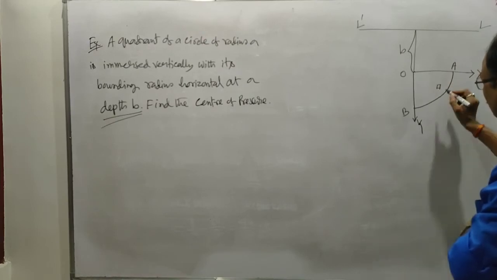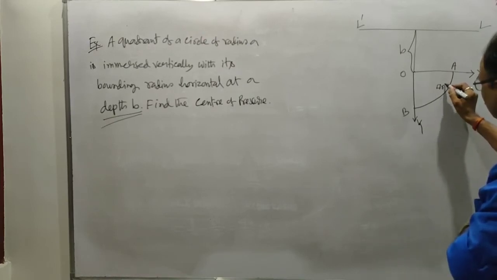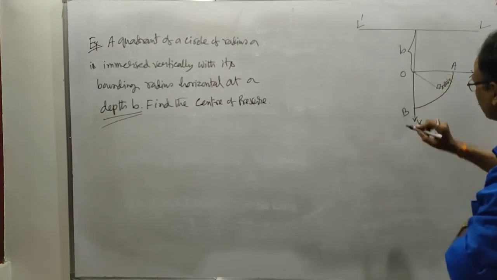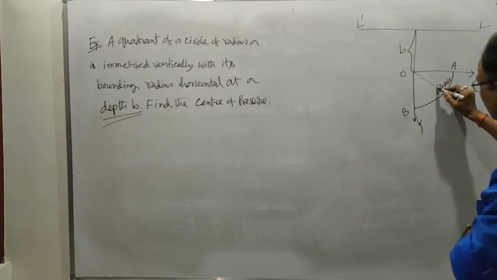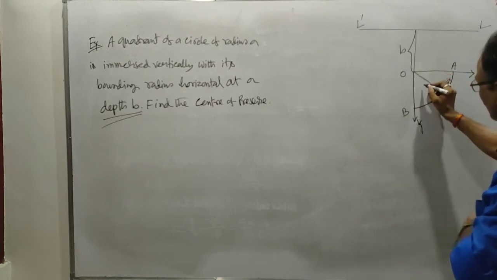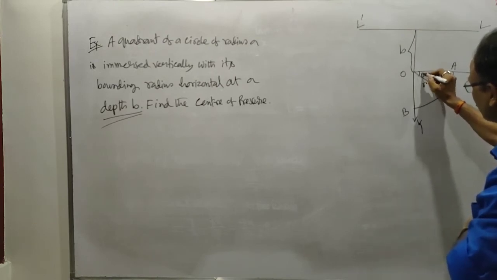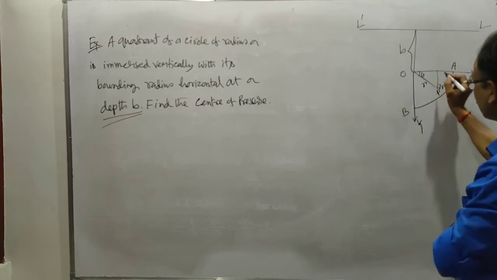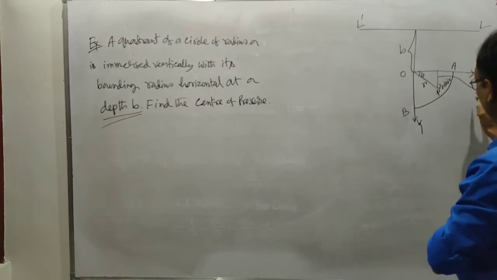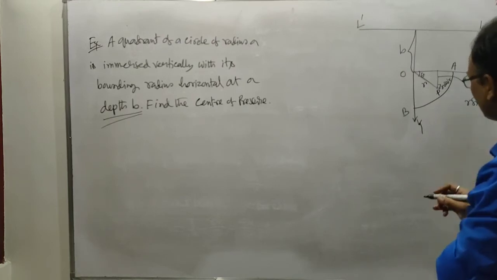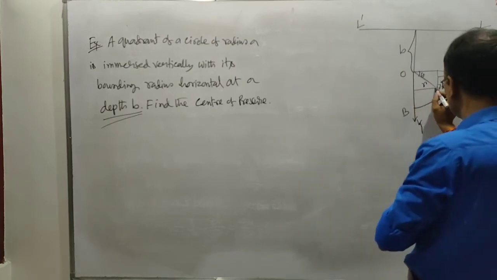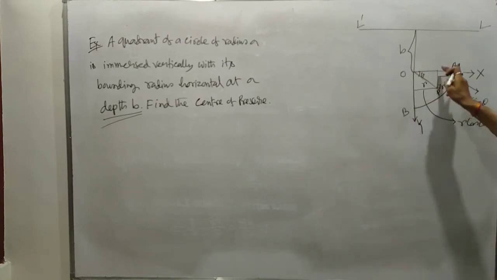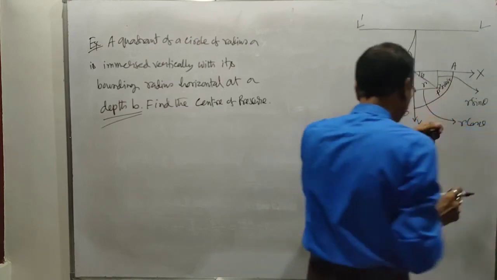Suppose it is an elementary area r delta theta delta r at the point P. Polar coordinates are r, theta, referred to O as pole and OX as initial line. Then this distance will be r sin theta, and this distance will be r cos theta. Simple.